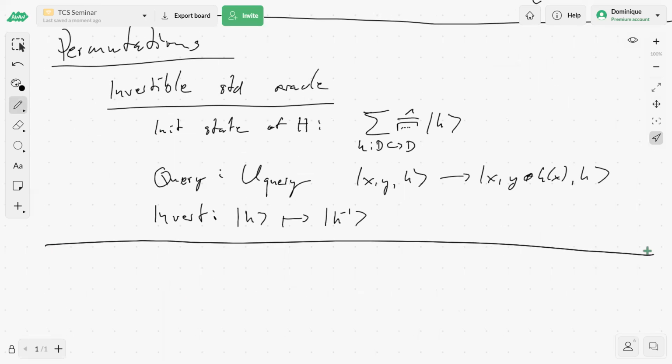And now the invertible standard oracle is equivalent to the original invertible permutation oracle in the sense that the adversary cannot tell the difference between the two.